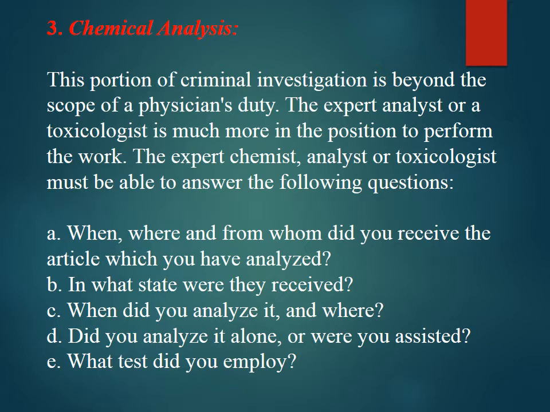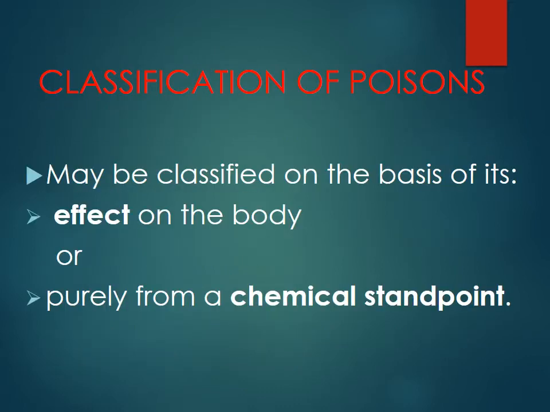A. When, where, and from whom did you receive the article which you have analyzed? B. In what state were they received? C. When did you analyze it and where? D. Did you analyze it alone or were you assisted? E. What test did you employ? Now, let's go to classification of poisons, okay?